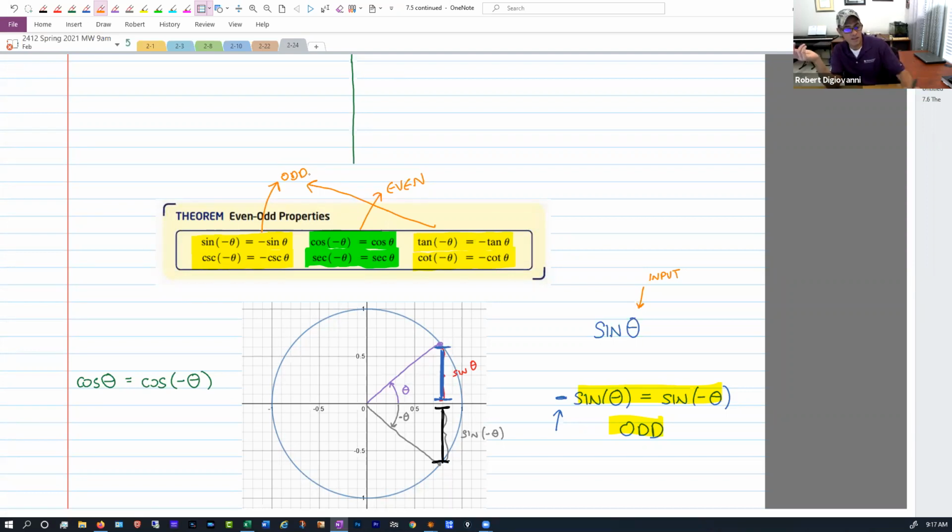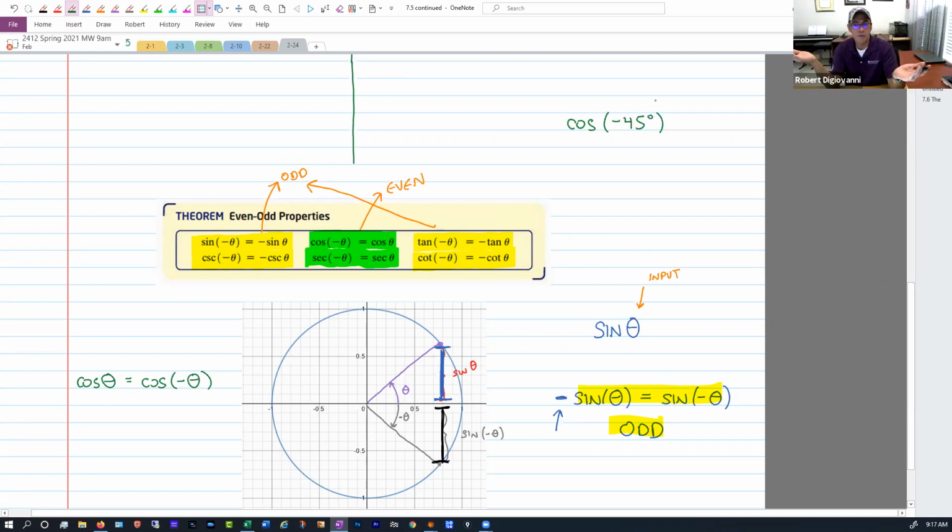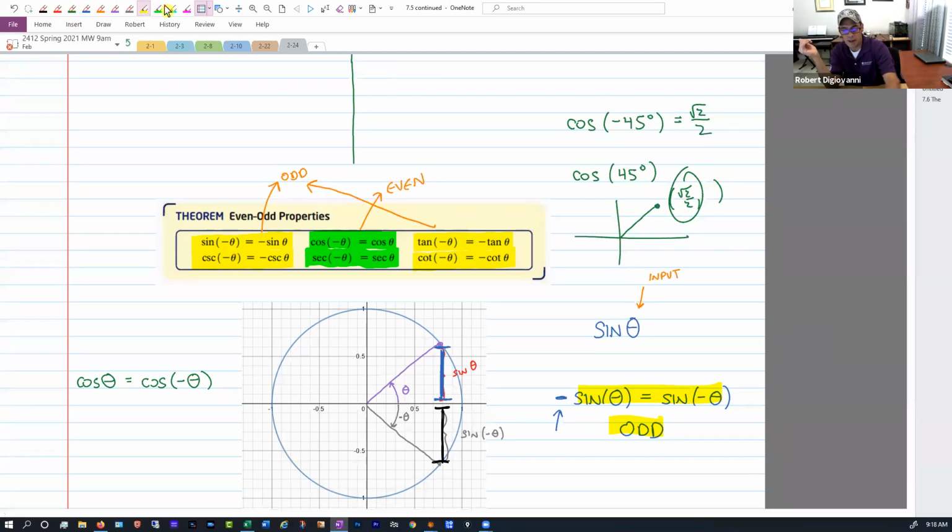See, basically what this says is that, like, if you wanted to know what cosine of negative 45 degrees is, well, you don't even have to worry about the negative 45. You can just do 45. And then you can go to your unit circle, go to 45 degrees. Cosine's the x coordinate, so you just look at that, √2/2. And so your answer is √2/2. And the reason why you can just eliminate the negative and not worry about it is because cosine is even, right? Cosine is even, so that means you can just look at that.